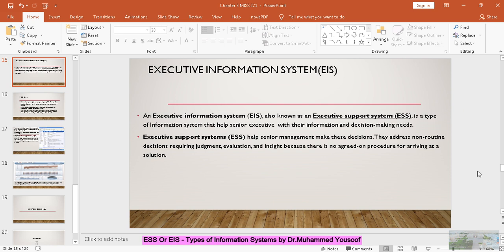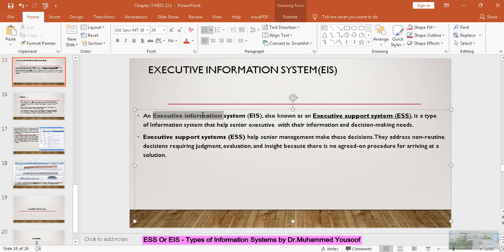So an executive information system is called EIS. It has another name also. Please note it down. It is called executive information system. It is also known as executive support system. So in the exam, if a question is asked about ESS or EIS, both of them refer to the same name. This is used by senior management.